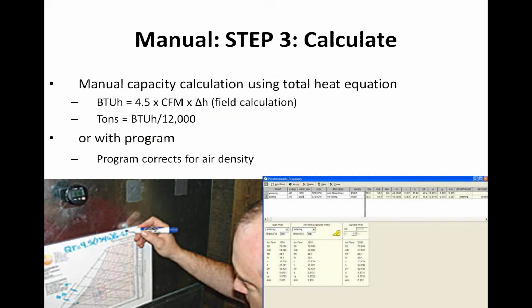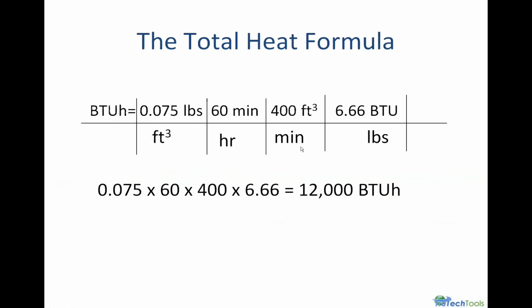All right. Step 3 is simply to calculate the capacity. So all we're going to do is put in this formula, and this is a standard air formula. I'll explain a couple things here further on. The standard air formula is simply 4.5 times the measured CFM times the change in enthalpy, and that's going to give you tons or BTUs per hour. Or with a program like the psychrometric program, it's going to automatically do some calculations for density correction. Here's how that formula works, and it's pretty simple.